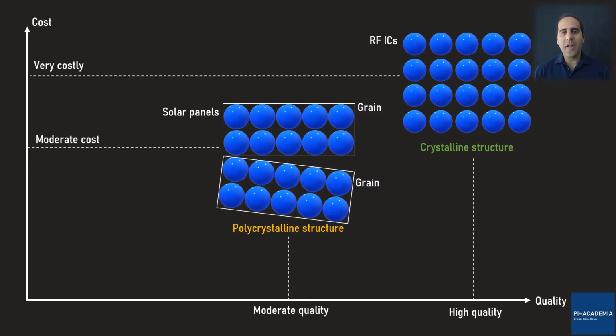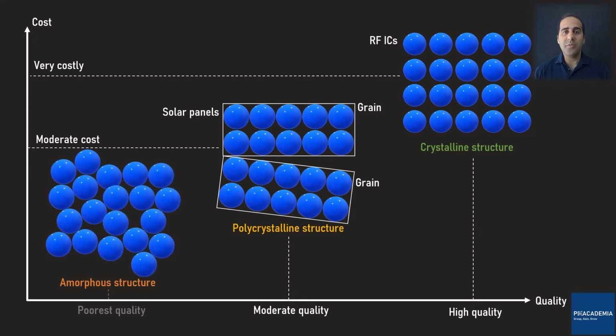Electronics properties of amorphous structure are the poorest and are the cheapest at the same time. Thin film transistors in flat panel displays are normally made of amorphous structured semiconductors.